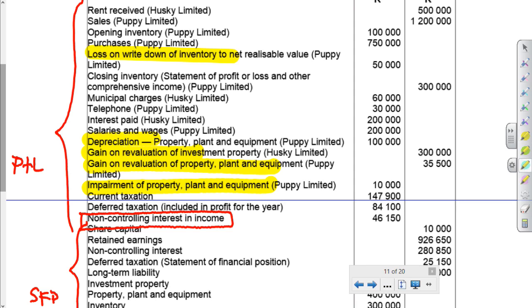Be careful, some of those numbers are Puppy. That one's Puppy, that one's Puppy, that one's Puppy, this one's Puppy. So the ones that are Puppy, less tax, less NCI to get the net number. Okay, let's see how it goes.